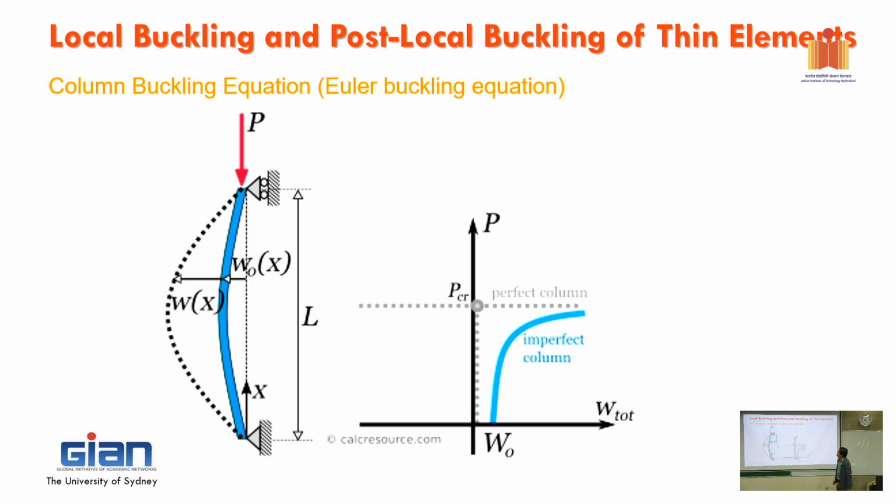With the column equation, a very famous equation is the Euler equation. Everyone knows about it? Simply n squared pi squared EI on L squared, depending on the length, E and I, and n here is the number of modes. You can have one mode, two modes, or three modes, so it depends on the length of the column. All right, so that is 1D. That's column buckling, back to the Euler buckling equation.